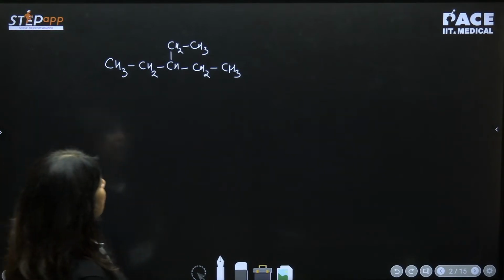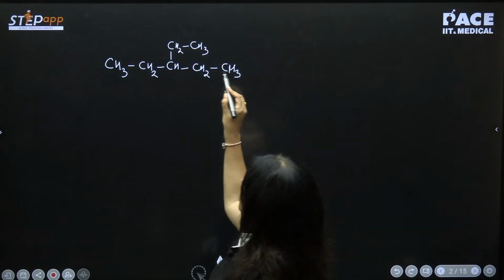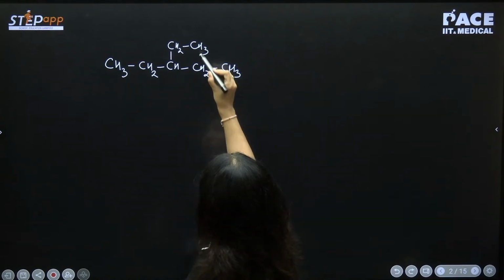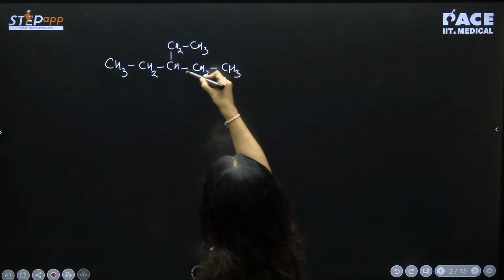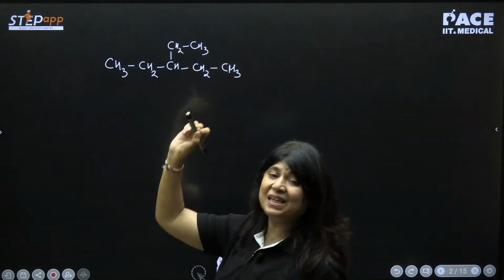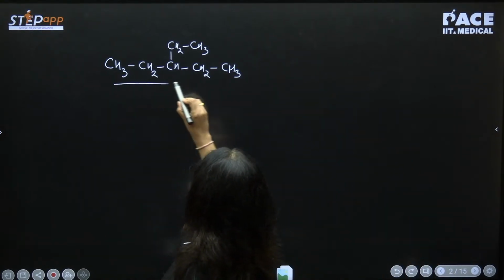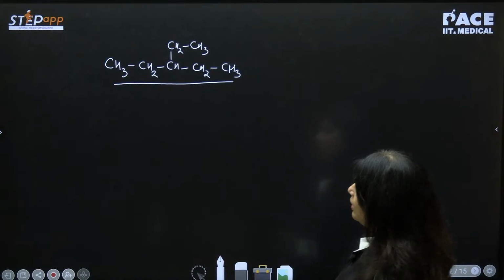Okay, now here the parent chain has 5 carbon atoms. You could take this as the parent chain. You could also take this one as the parent chain, or you could take this one as the parent chain. But again, all the 3 chains are exactly the same. So select any one of them. Let us take this as the parent chain.